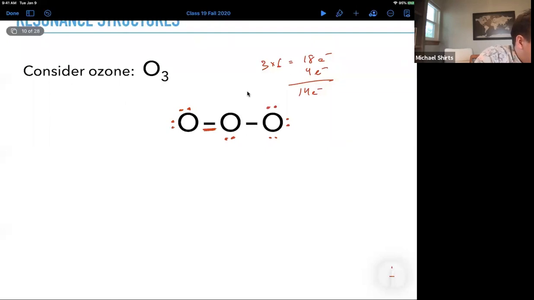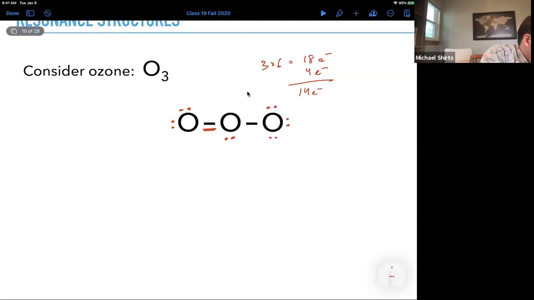This one on the side has 2 lone pairs and a double bond, so that's 8 electrons around it. The one in the middle, 3 bonds, 1 lone pair, that is also a full octet. And then on the right side, we've got 3 lone pairs and 1 bond, that's a full octet there. But on which side does the double bond go?